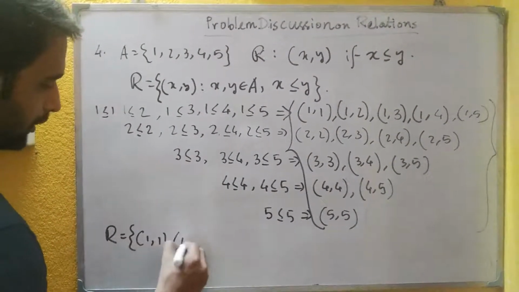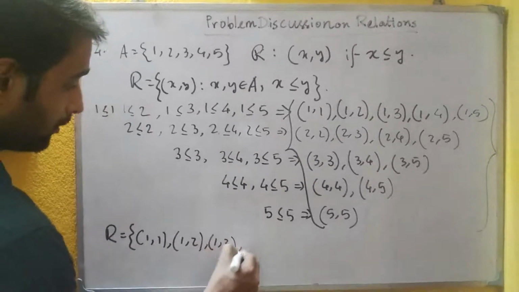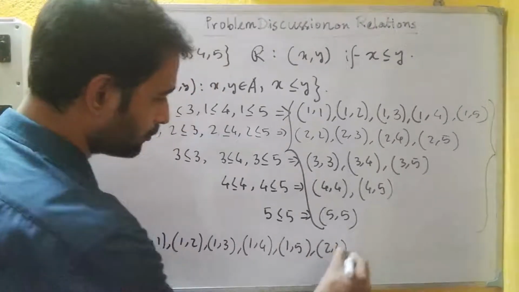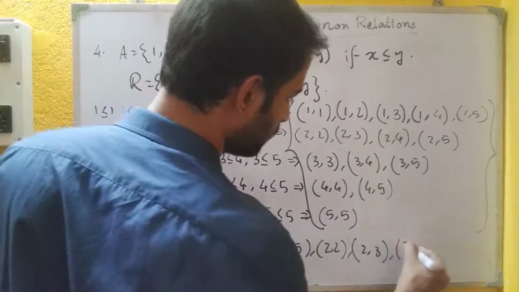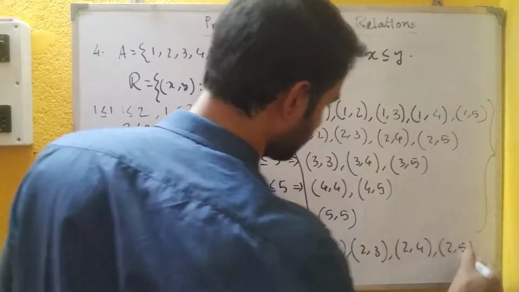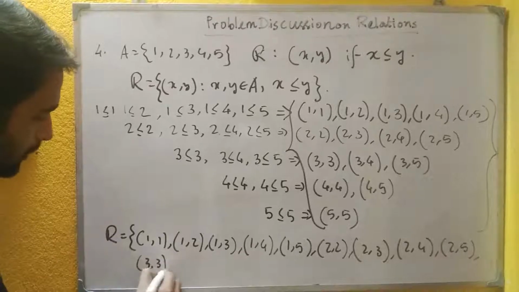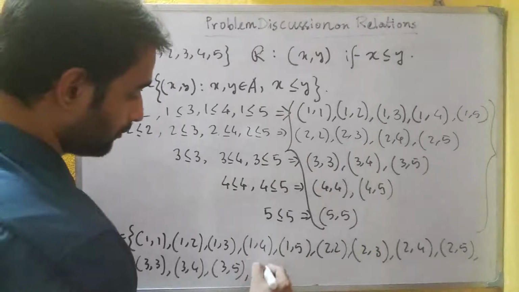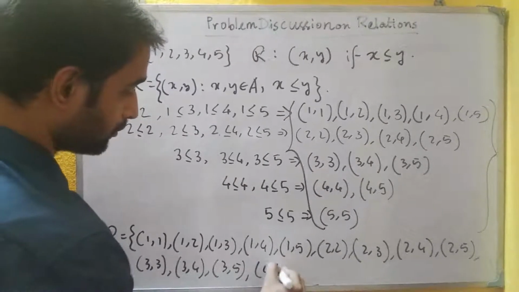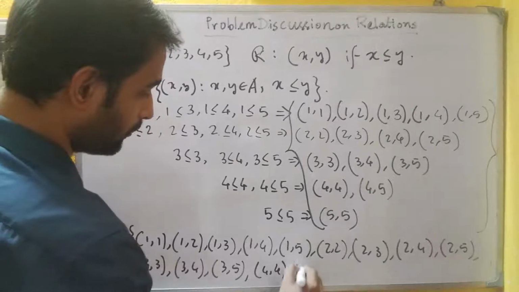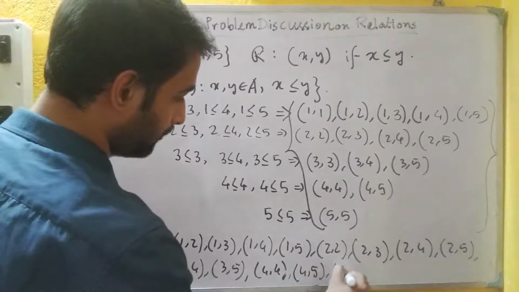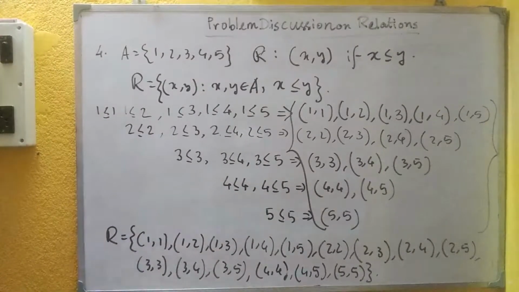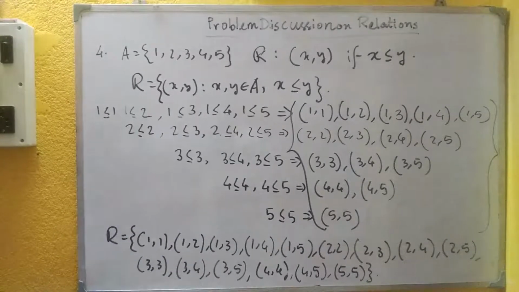So 1 1, 1 2, 1 3, 1 4, 1 5, 2 2, 2 3, 2 4, 2 5, 3 3, 3 4, 3 5, 4 4, 4 5 and 5 5. So this is the roster form for R.